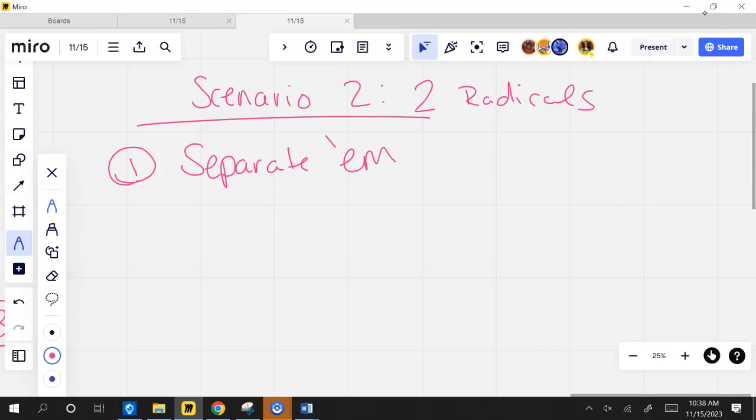You've got to separate them. You got to get them separated. Y'all ever heard that song? Gotta get them separated. All right, so we're going to separate them if there's 2 radicals.